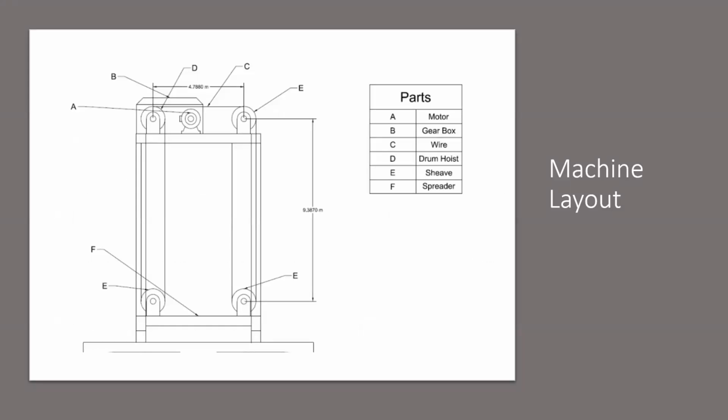So here is the machine layout for our machine. As you can see, we have the motors, the gearbox, the wire drum hoist, the sheaves, and the spreader, according to their specific arrangement. Next, please.